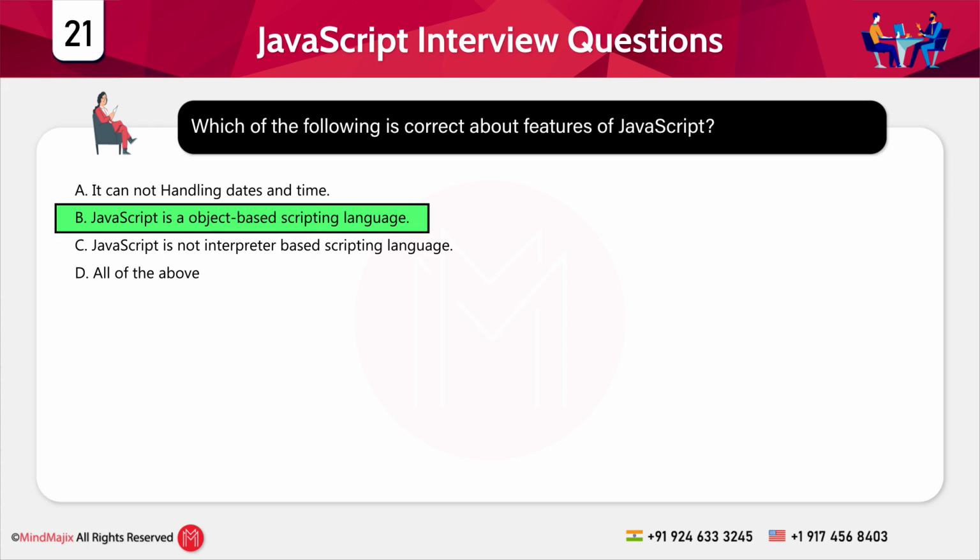Yes, because some features of JavaScript are that it is an object-based scripting language, it gives the user more control over the browser. It handles the date and time. It detects the user's browser and OS. It is lightweight. JavaScript is a scripting language and it is not Java. JavaScript is an interpreter-based scripting language and a case-sensitive language. So these are the various features of JavaScript.